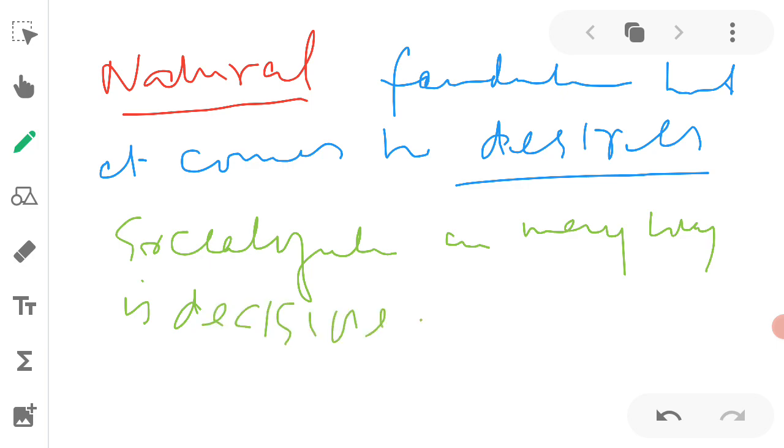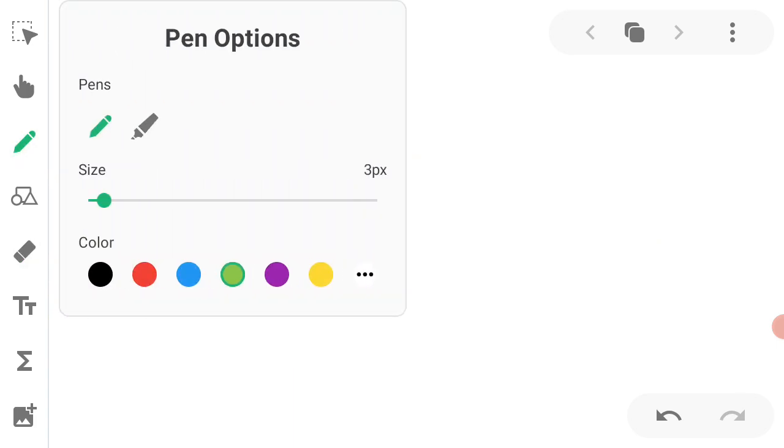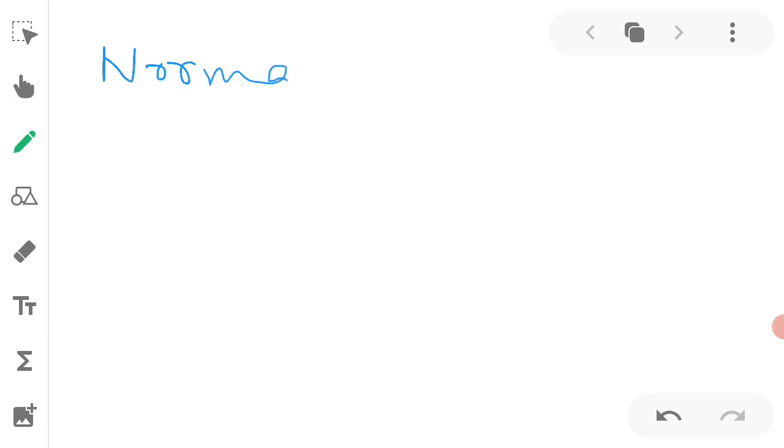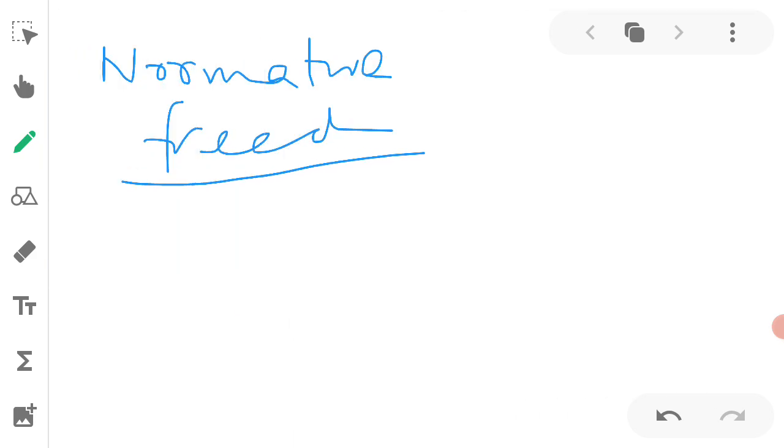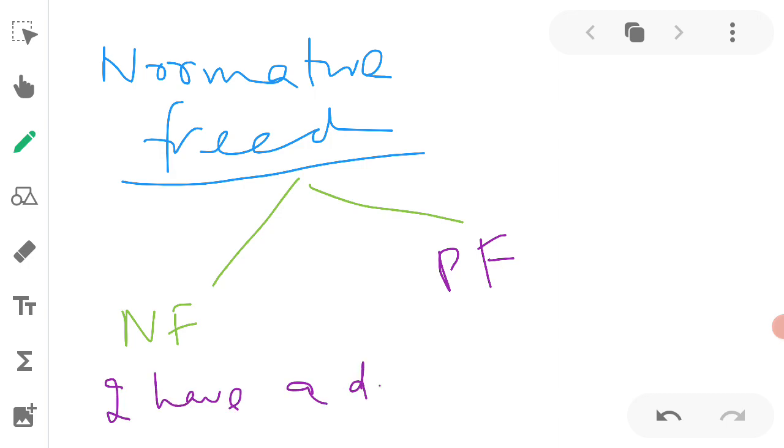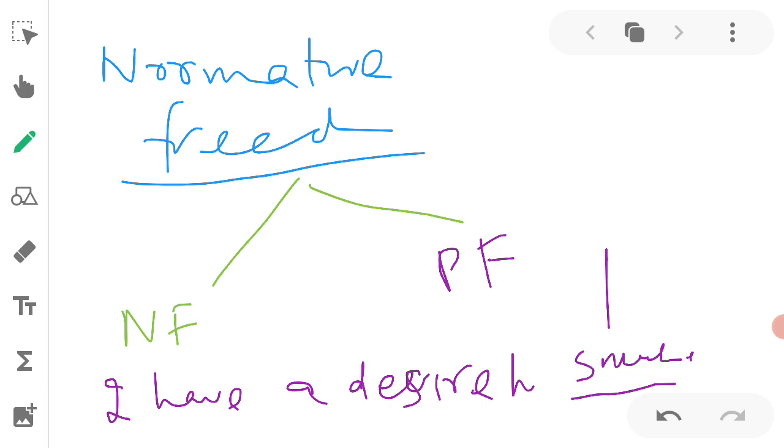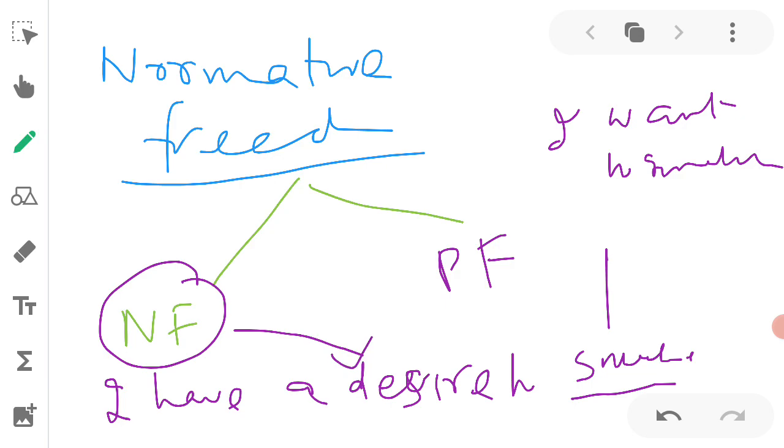Okay, now what does this tell us about normative freedom then? And I'll try to finish with that, and probably I'll take another video to just sum this up. And normative freedom in both these senses, negative freedom and positive freedom. So just because I have a desire to smoke, for example, doesn't mean that I want to smoke. So I might be negatively free, in that nobody is stopping me from desiring this desire. Positively, I don't take an action.